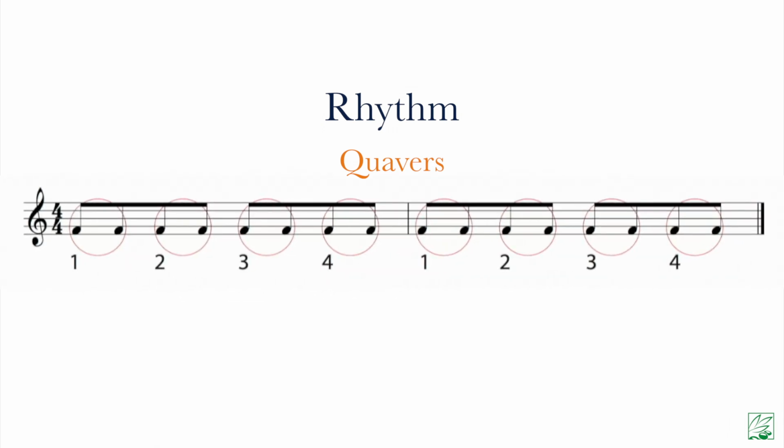Once you have found the 4 main beats, the first quaver in each circle will have a number, and the second quaver will have a plus sign, meaning and. So this would be counted 1 and 2 and 3 and 4 and.